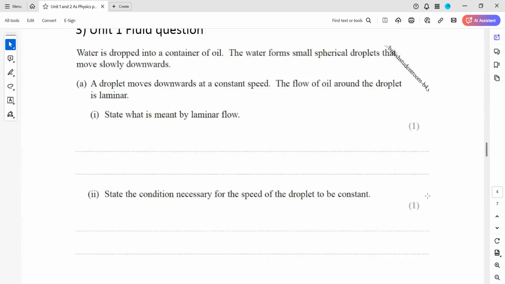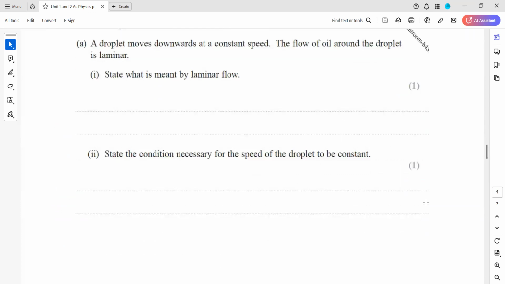This question is related to water being dropped into a container of oil, and the water forms a spherical droplet. The droplet moves down at a constant speed and the fluid flows around it. So for example, we have a container.